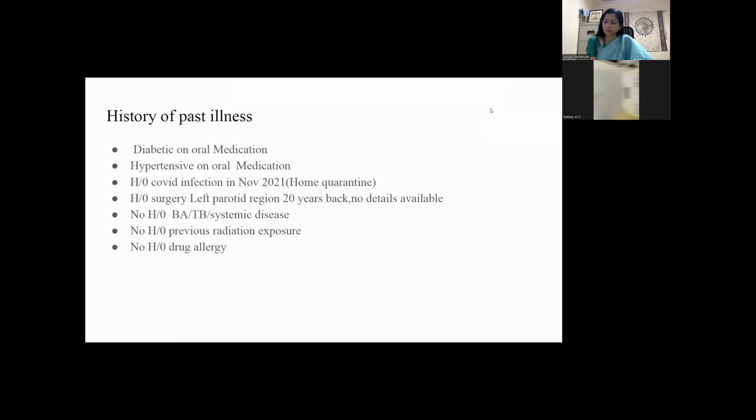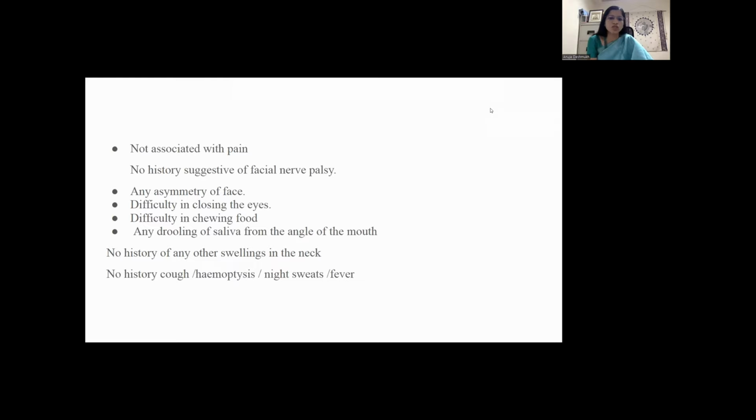Go back to your second slide. You said there are no other swellings, any other swelling in the neck. Do you want to elaborate on that? Do you want to tell us something more?